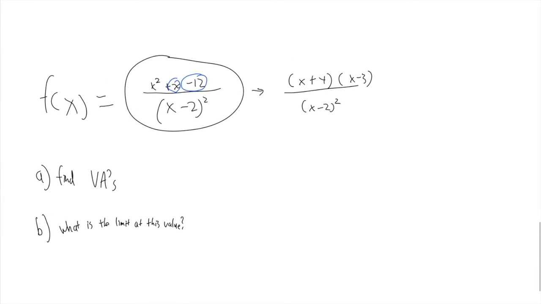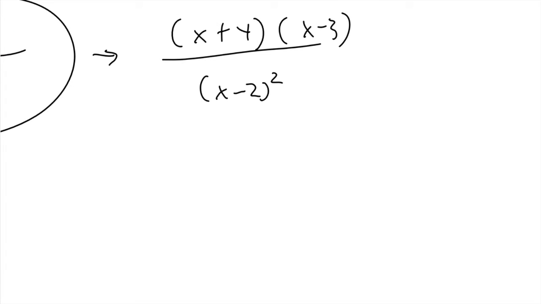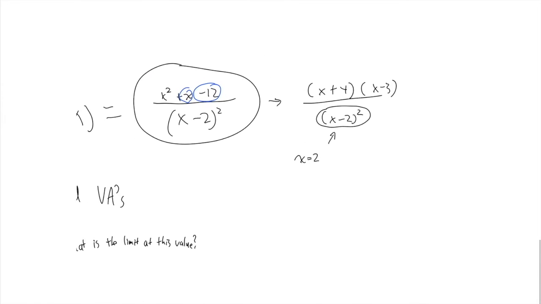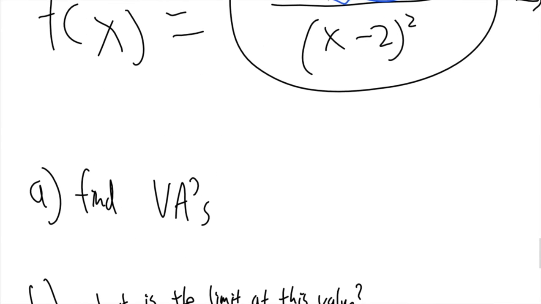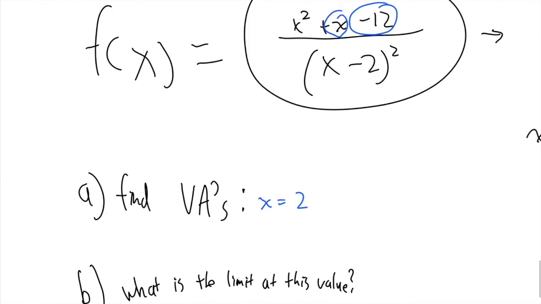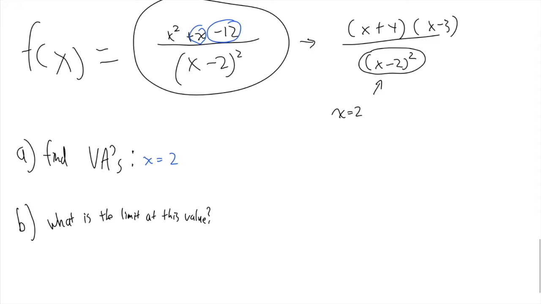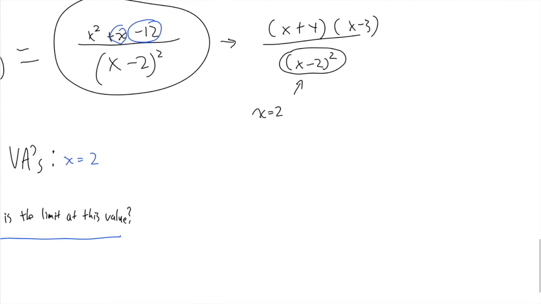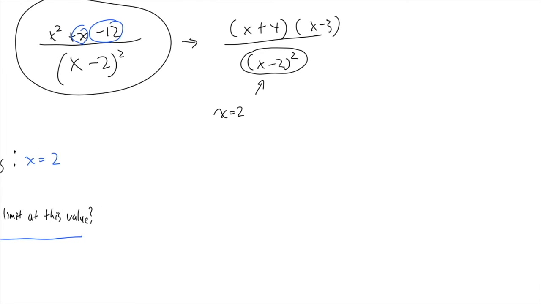So let's see. The one factor, or the zero I should say, in the denominator that's not in the numerator is this x minus 2 squared, and that's going to be at x equals 2. So the vertical asymptote is at x equals 2. And then what is the limit at this value? So what is the limit of f of x as x approaches 2? Let's try and figure that out.